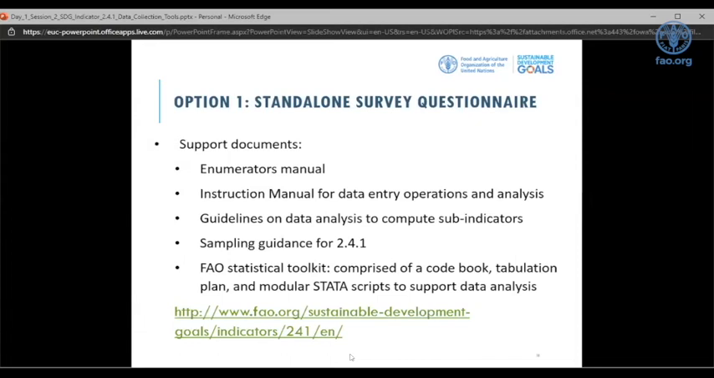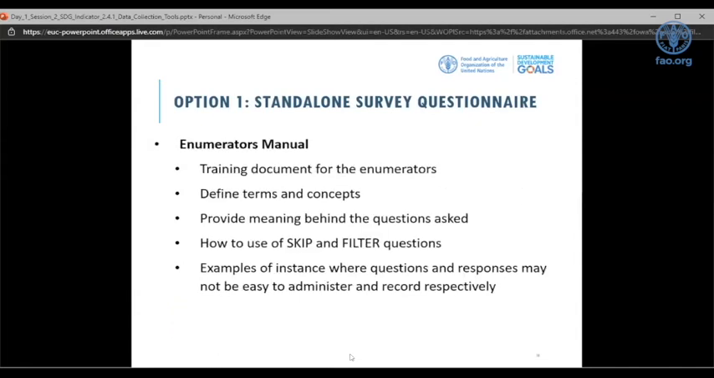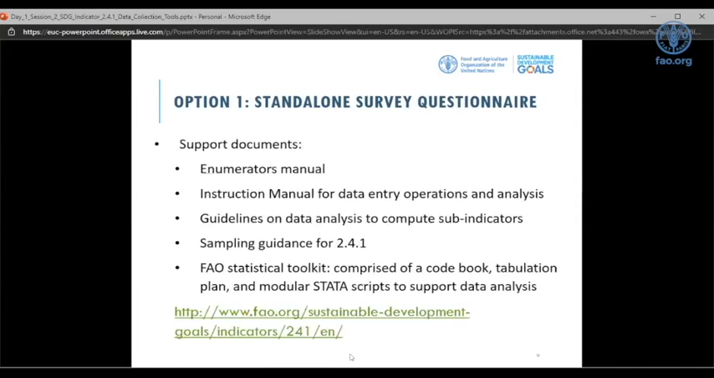Now, the support documents include the enumerator manual, the instruction manual for data entry operations and analysis, the guidelines on data analysis to compute the sub-indicators, the sampling guidance for SDG 2.4.1, and the FAO statistical toolkit that comprises a codebook, a tabulation plan, and modular Stata scripts to support data analysis. Of course, along with the methodological note and the survey module, all these support documents have been uploaded to the SDG 2.4.1 web page, and you can readily access these. Now, focusing on all these support documents each in turn.